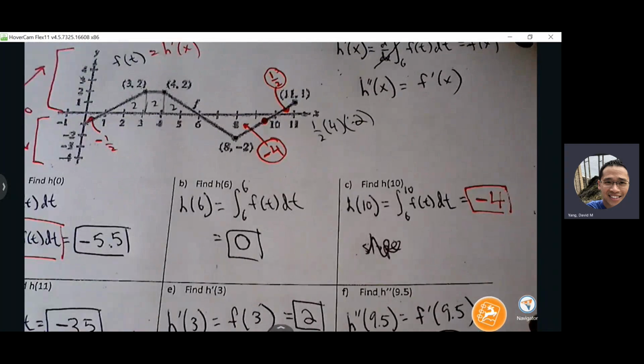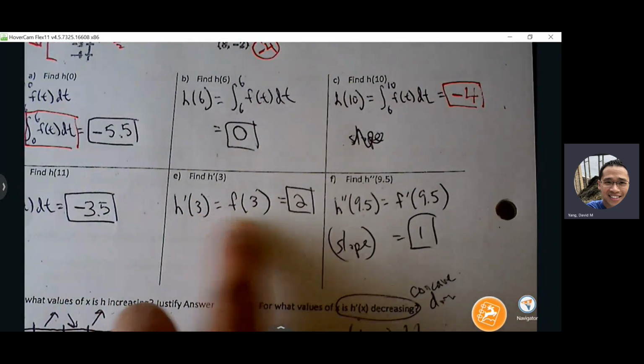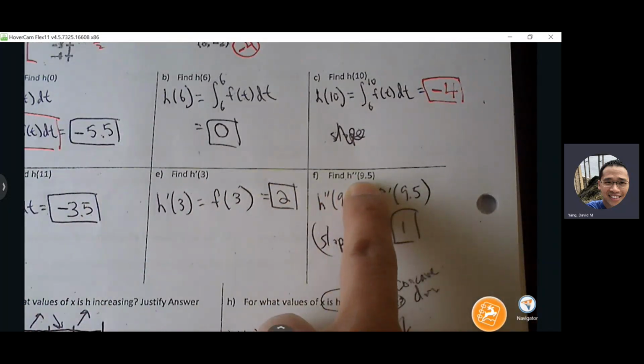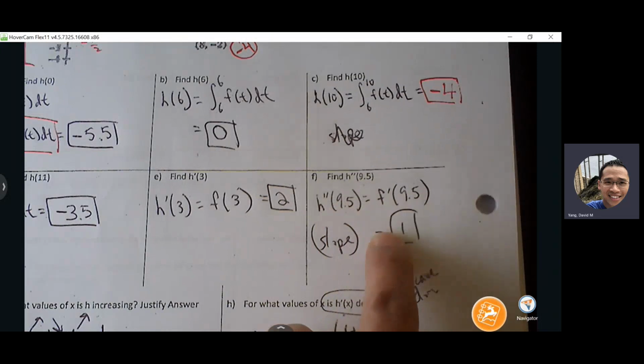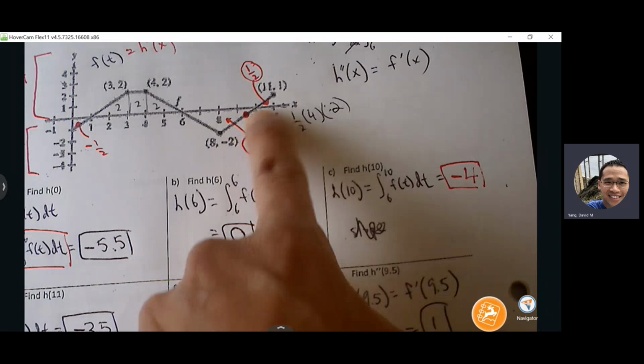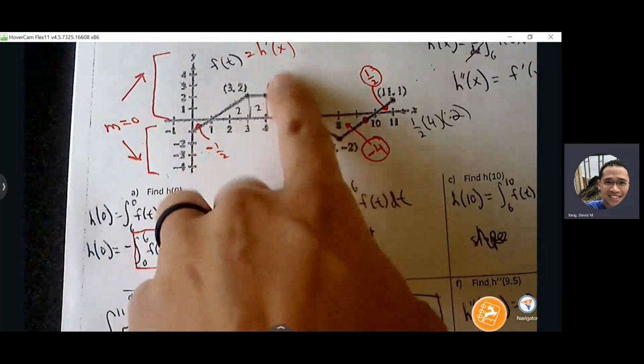And then when you get to part E, it says H prime of 3. H prime of 3 is F of 3. That's the ordered pair, so that's just a y value of 2. And the H double prime of 9.5 is F prime of 9.5, which is the slope. And the slope of F here is 1, because I'm just going to do rise over 1 to get the slope of that line. Okay.